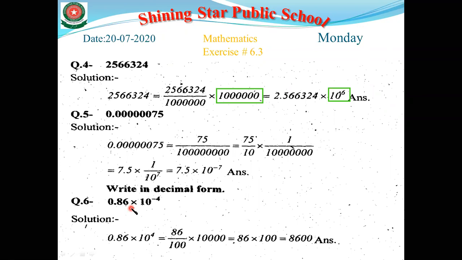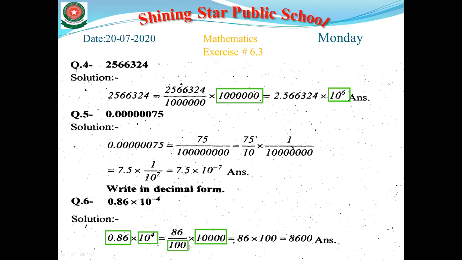Now we have 0.86 multiplied by 10 power 4. Here 10 power 4 means 1 and 4 zeros. And we remove the point. When we remove the point, we write 1, and after the point we have 2 zeros. So that's why we write here 1 and 2 zeros. Here it is 10 power 4, so that's why we write 1 and 4 zeros.